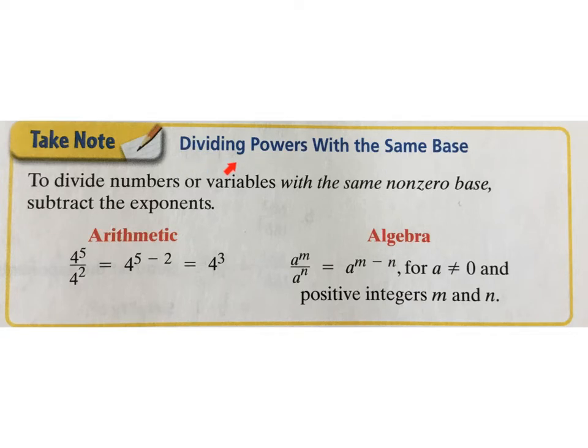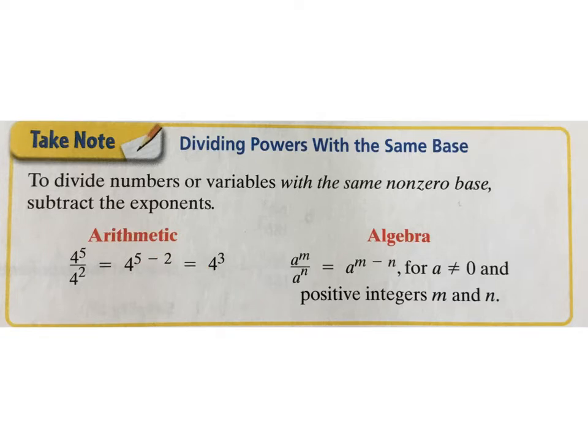So this is dividing powers with the same base. We did multiplying the other day. So what that looks like is 4 to the 5th divided by, remember that fraction bar is divided by, 4 squared. Technically, that's 4 to the 5 minus 2, or 4 cubed. And let me show you why that works.